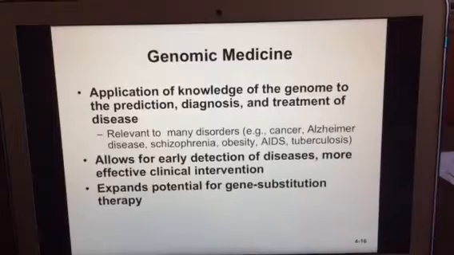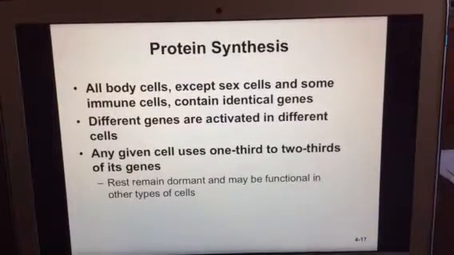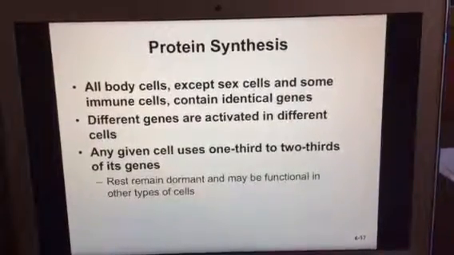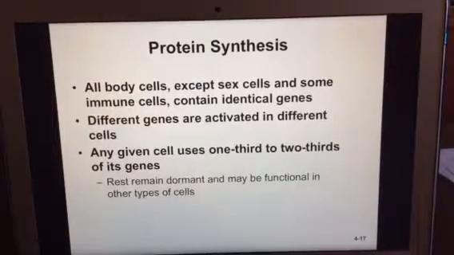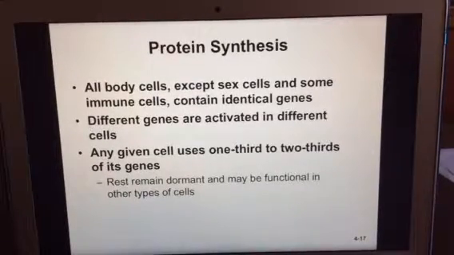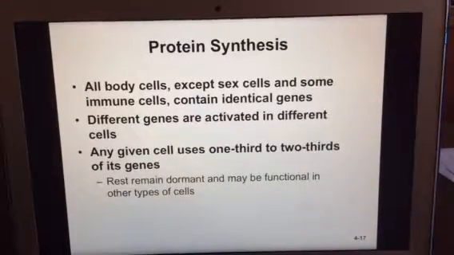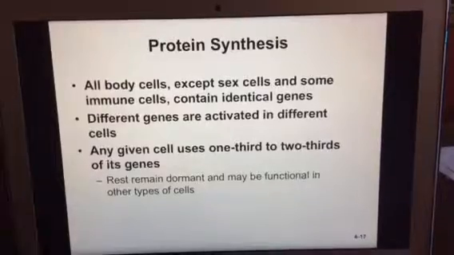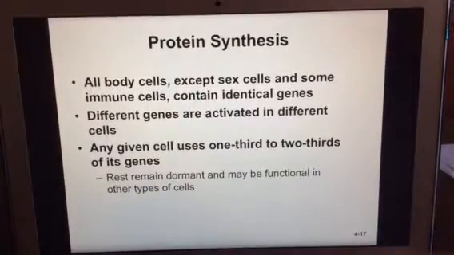Okay, I'm going to skip a couple slides and get straight to protein synthesis. Protein synthesis is the process of making a protein. It happens in all of our body cells, except some cells and some immune cells. But all of our body cells contain identical genes. It's just that different genes are activated in different cells. That means different cells are making different proteins, depending on what type of cell they are. So any given cell can use 1 to 2/3 of its genes. Now, I wouldn't say that that's all at the same time, but that's possible.